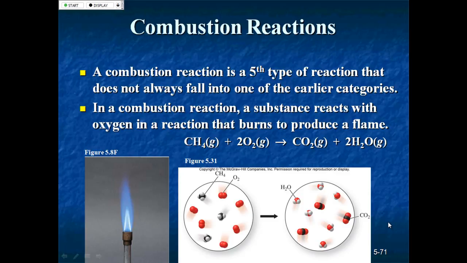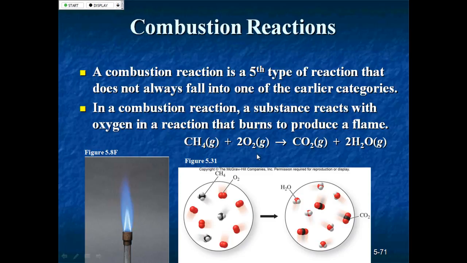That is why the picture shown here is your Bunsen burner, which you always use in the lab. And what happens in the Bunsen burner is this particular reaction. You have methane gas which reacts with oxygen. Of course, you know that it produces a flame. You have seen that. And look at the products, carbon dioxide and water.